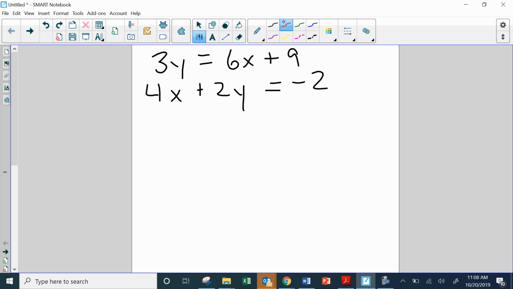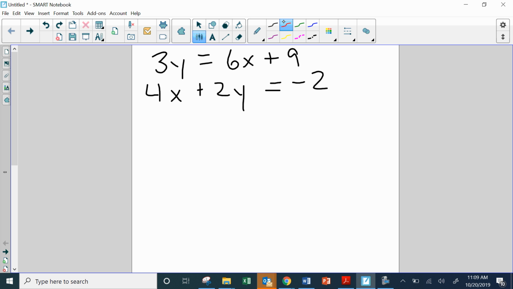All right. So here's my challenge. I'm going to do this by substitution again, but if you'll notice in this problem, I don't have just a nice, easy setup where y equals something. I have 3y equals 6x plus 9, but I can't substitute in 6x plus 9 for y. I need to figure out exactly what y equals. So there's going to be an initial step in this.